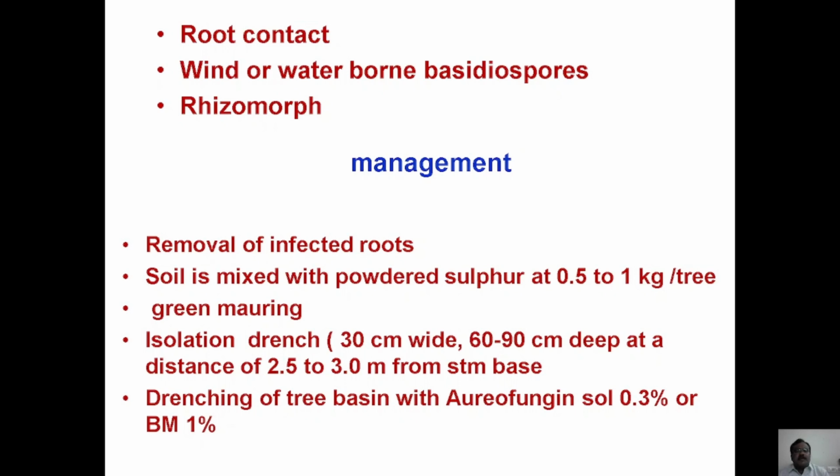Severely infected plants or affected portions should be removed, and the soil should be mixed with sulfur at the rate of 0.1 or 1 kg per tree, and enriching the soil base with green manures will be helpful in reducing the inoculum density. Around the affected plants, you should form an isolation trench of 30 centimeter width and 60 to 90 centimeter depth at a distance of 2.5 to 3 meter from the stem base. That would be helpful in isolating the infected plants from other healthy plants, so that spread could be avoided. And then drench the base of affected plants with Aureofungin at the rate of 0.3% or Bordeaux mixture 1%. That is advisable to reduce the disease incidence.